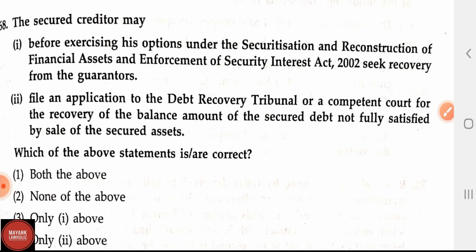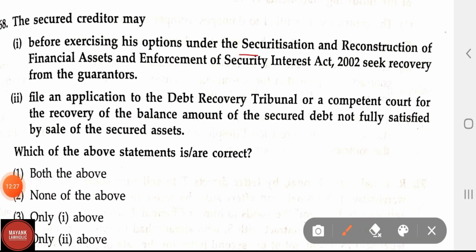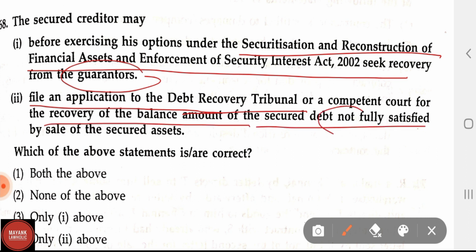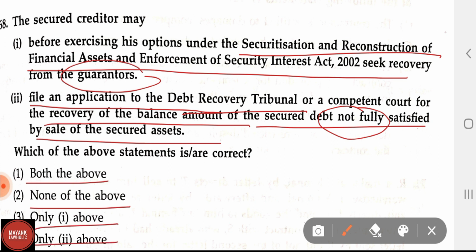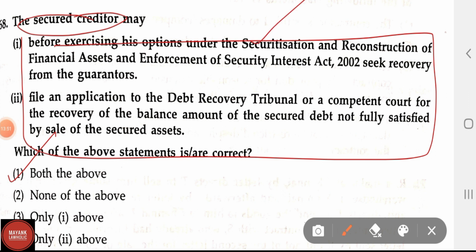Now let us see question number 68. The secured creditor may, option 1, before exercising his options under the Securitization and Reconstruction of Financial Assets and Enforcement of Security Interest Act 2002, seek recovery from guarantors; option 2, file an application to the DRT or a competent court for the recovery of the balance amount of the secured debt not fully satisfied by the sale of the secured assets. Which of the above statements is correct? Options are both the above, none of the above, only one, and only second. Here the correct answer is both the above. Both the options relating to the secured creditor are correct in this question.